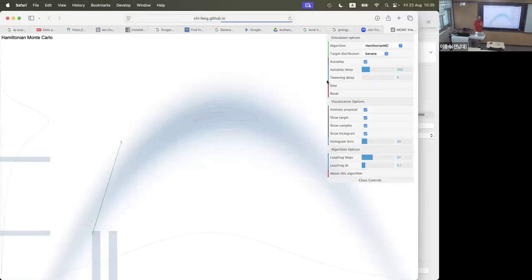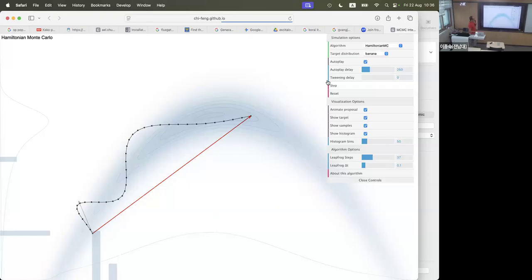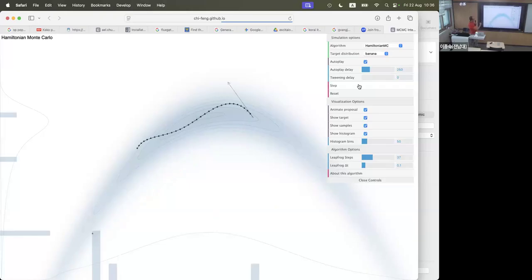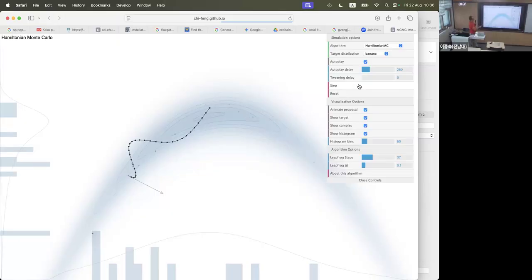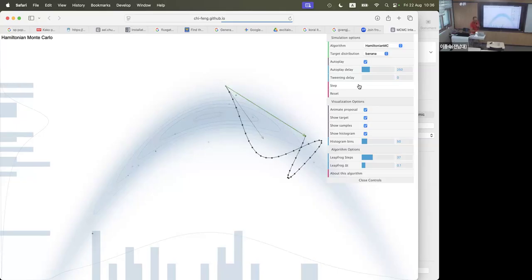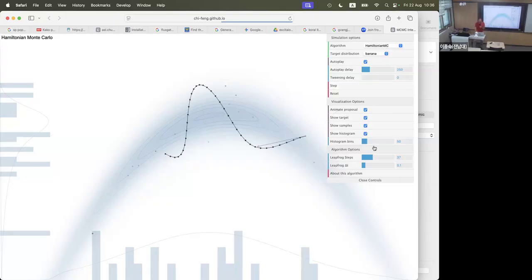We would like to sample from this croissant-like distribution. What this algorithm is doing is running around, and the endpoint is the sample. If I try to speed it up, wait, where can I speed it? There was a speed control somewhere.